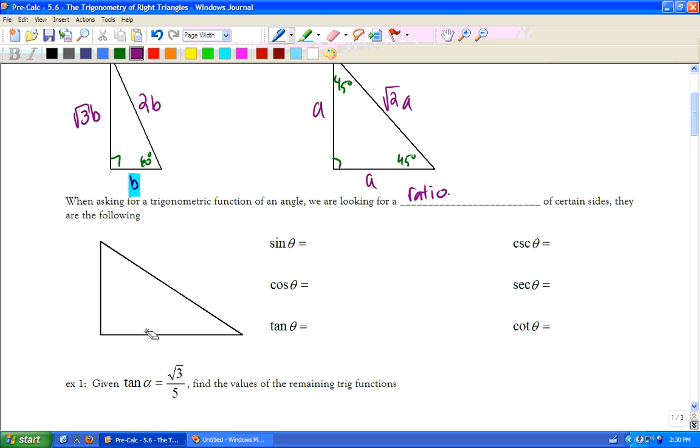Here are the sides. If we say here's theta, and this is 90. By the way, all of these times when we're looking at these are the trig functions of acute angles. If we call this side A, this side B, and this side C, sine is the opposite side over the hypotenuse.